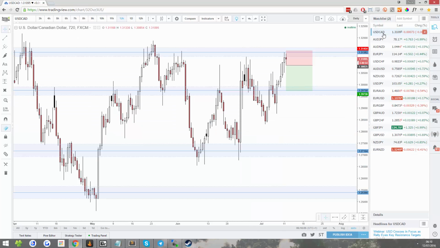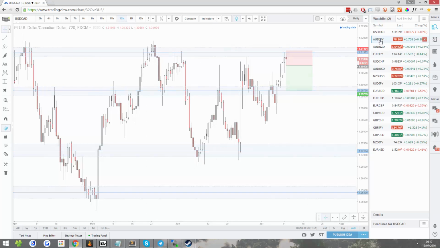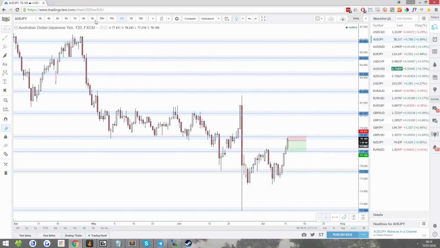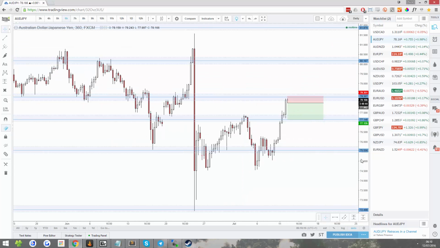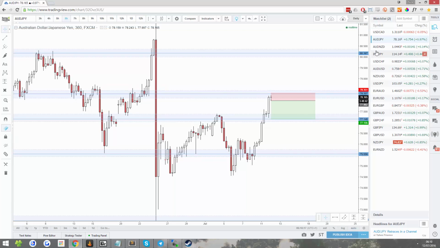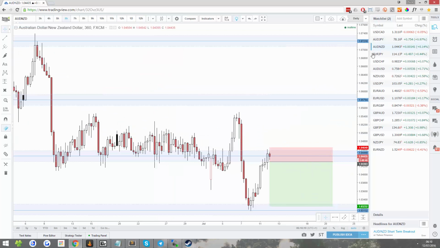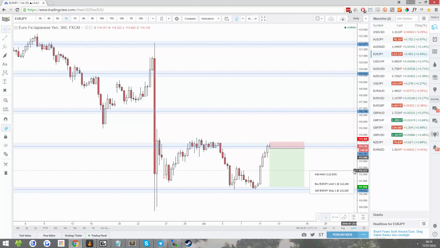Okay, but we do have 4 potential setups. We have a USDCAD short on the 12 hour. That's going to take a while until it closes. We have on the lower time frame, such as the 6 hour, a potential AUDJPY short, a potential AUD New Zealand short, and a potential EURJPY short. So yeah, this is looking really good. It's shaping up to be a great Tuesday.